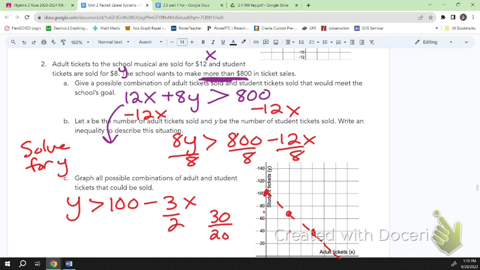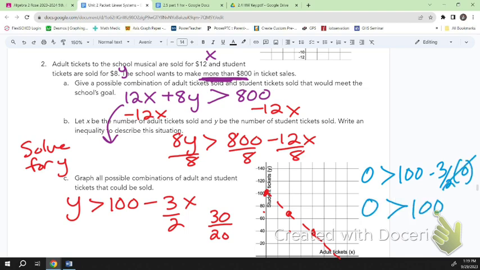We have to decide which side to shade on. So which point should we test? 0, 0. It's not part of the line. We can test 0, 0. Is 0 greater than 100? No. So what side am I going to shade? The right side.